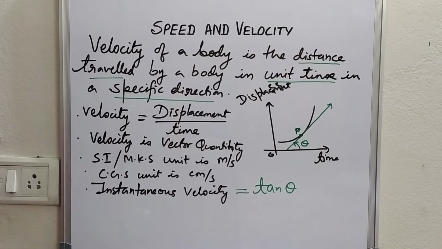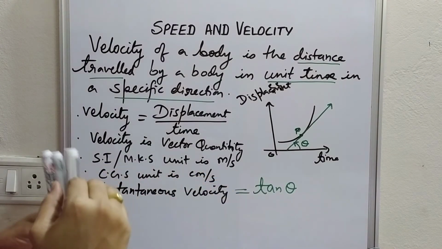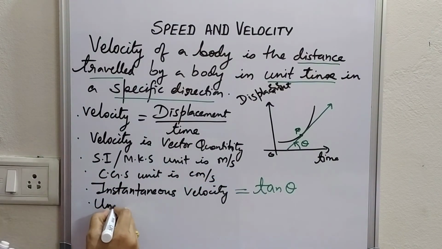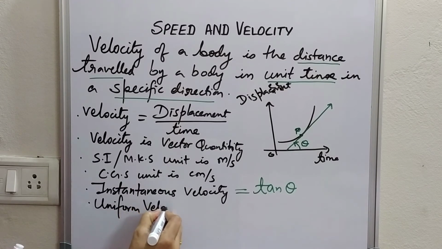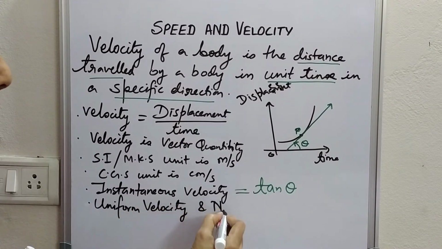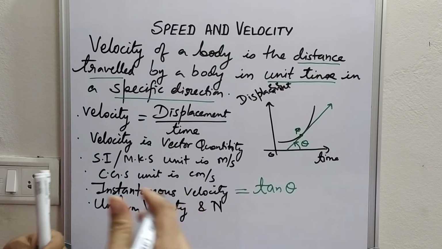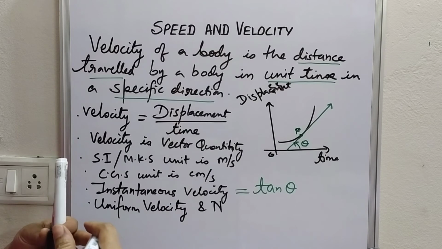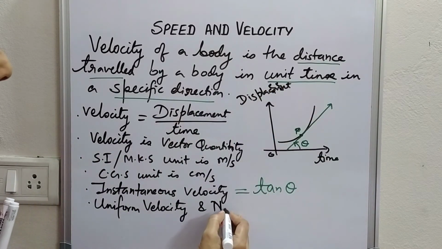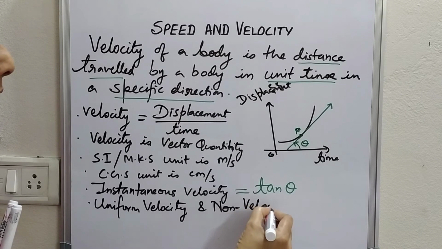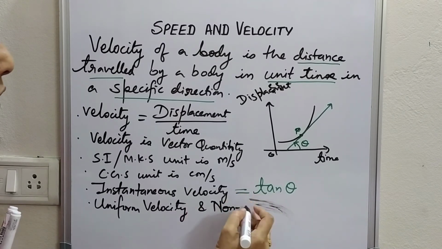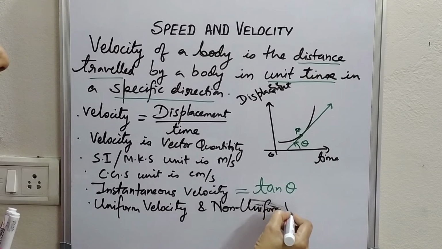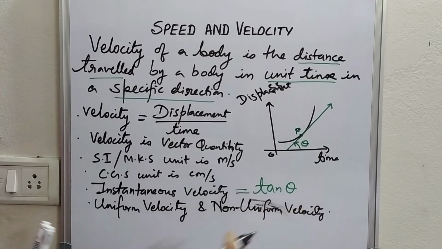Then we have terms like uniform velocity and non-uniform velocity. How do we define uniform velocity? If a body covers equal displacement in equal intervals of time, then the body is in uniform velocity, or the body has uniform velocity. And if a body's displacement is different in equal intervals of time, that means it covers unequal displacements in equal intervals of time, then the body is in non-uniform velocity. So these are certain basic definitions or concepts related to velocity.